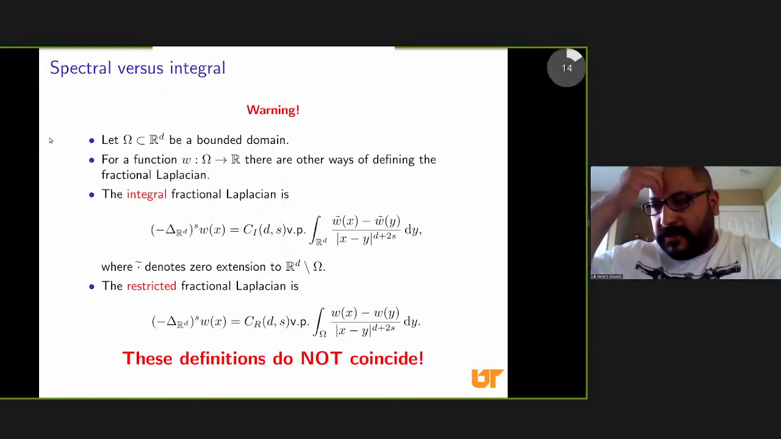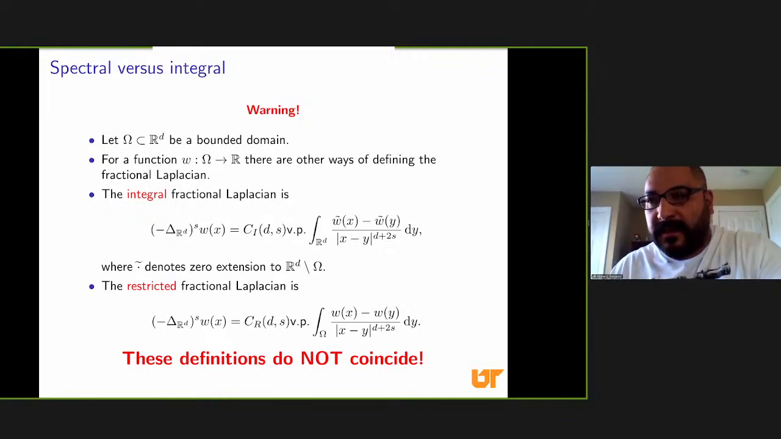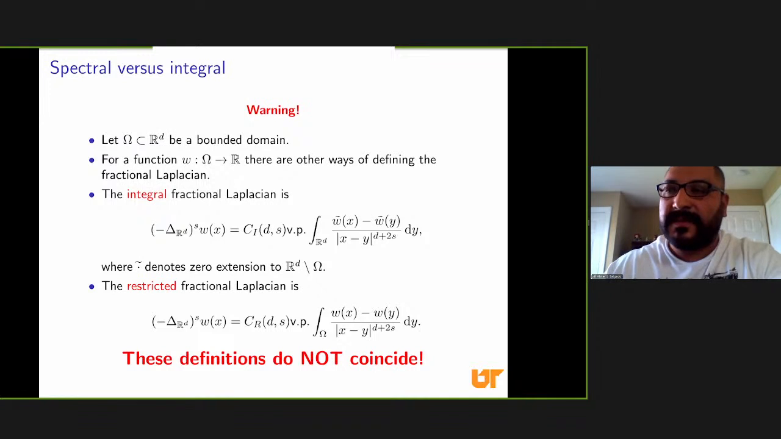Before I keep going, and before we talk about numerics, I need to give a warning: in bounded domains, there are at least 3 common definitions of the fractional Laplacian, and they do not coincide. If you're on the whole space, they are all the same, but if you're in a bounded domain, they are different.